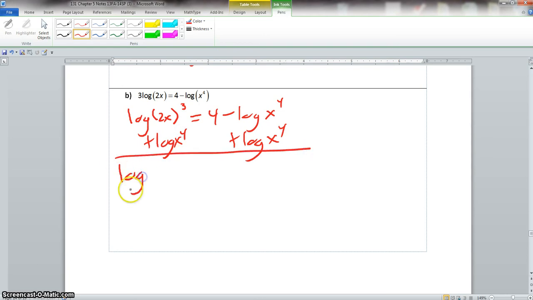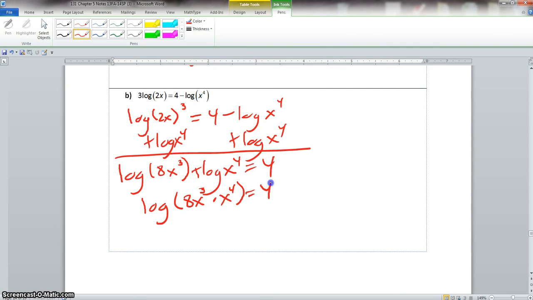So we will have log. Now what we could do here is we could take 2 to the 3rd power, which is 8, x to the 1st to the 3rd, which is x to the 3rd, plus log x to the 4th, and that equals 4. Now we can combine these like terms here. We can combine the logs. So we have log, and since this is addition with the same base, we will multiply. Log 8x to the 3rd times x to the 4th is equal to 4. So we have the log of 8x to the 7 is equal to 4.